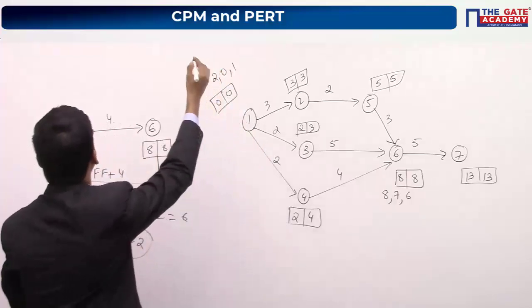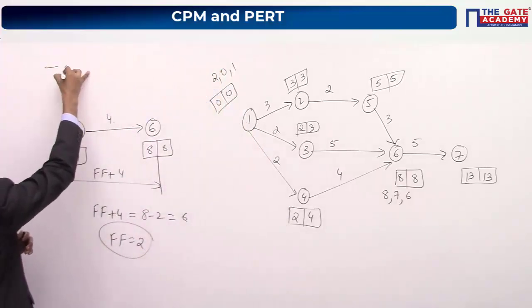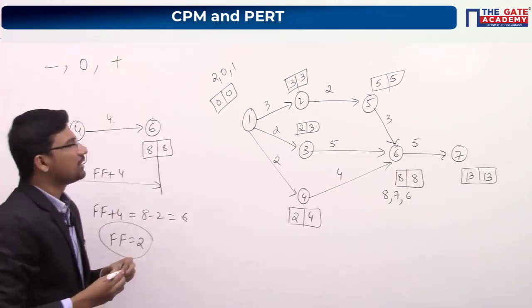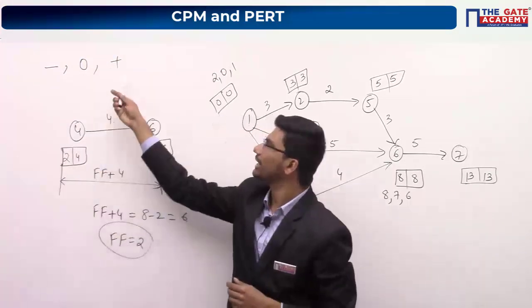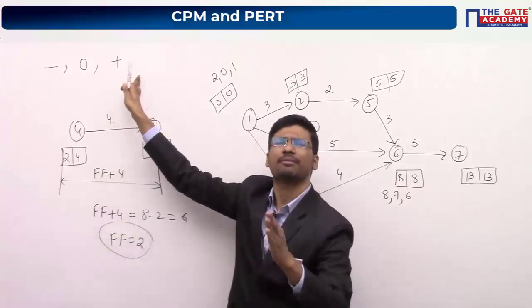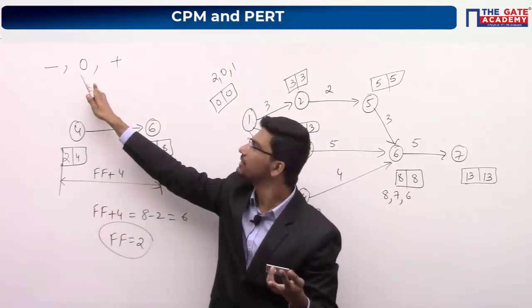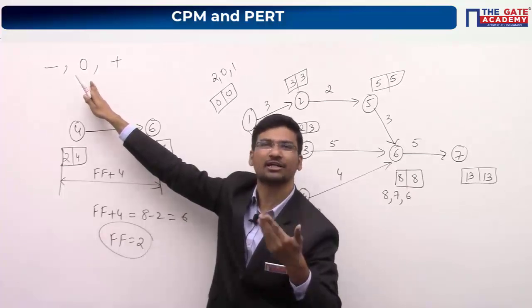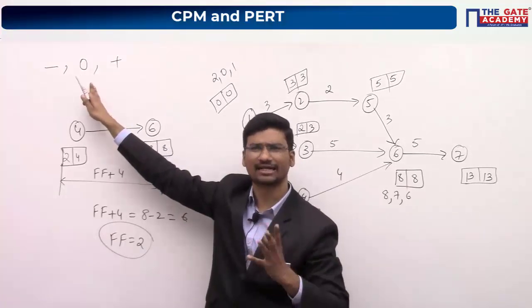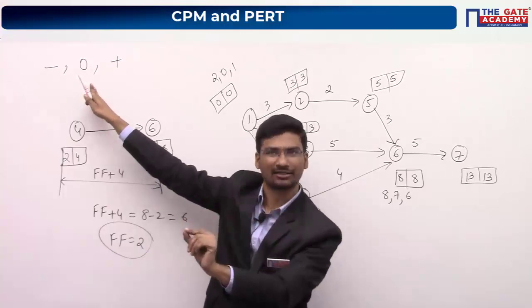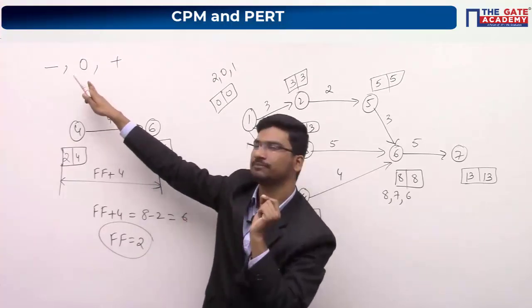So let's take this negative float, okay, and then zero float and then positive float. Negative float says that you can delay that particular activity by that many number of days. What about zero float says? Zero float says that you cannot delay that particular activity, any activity. So if any activity is having zero float, you cannot delay that particular activity. Generally, critical activities will be having zero floats.